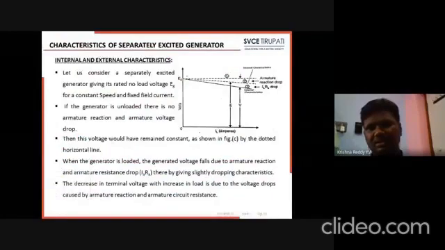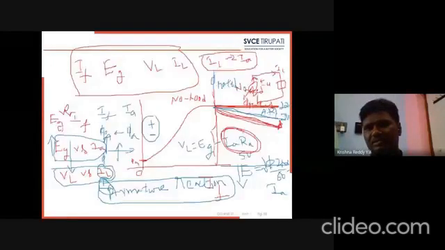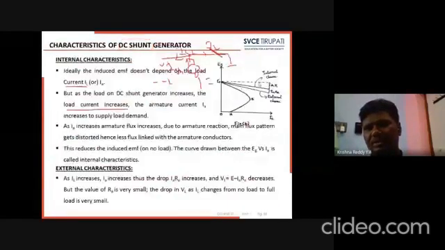In a separately excited generator, before applying load, we have the rated voltage. After that, we have a certain amount of armature reaction, and then a certain drop due to armature resistance. For the shunt generator also, it is similar: rated voltage before applying the load.